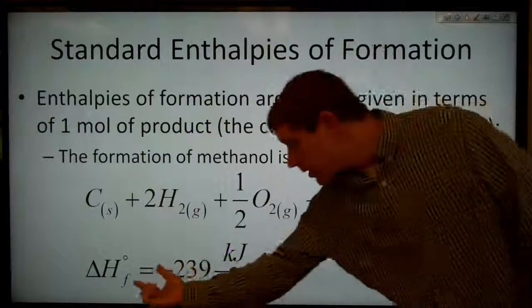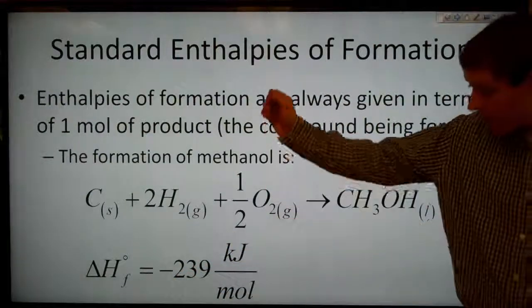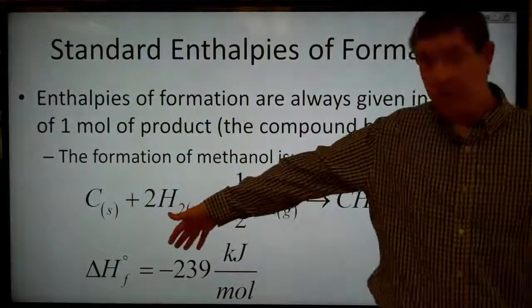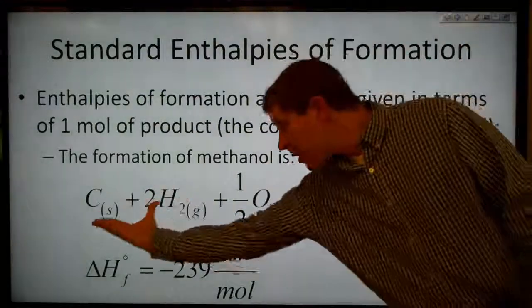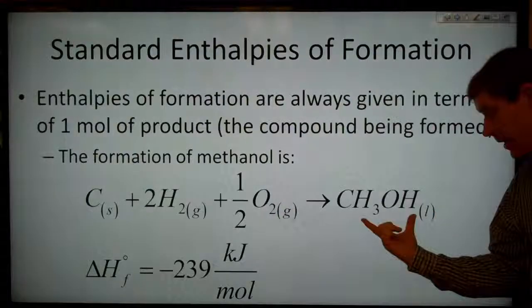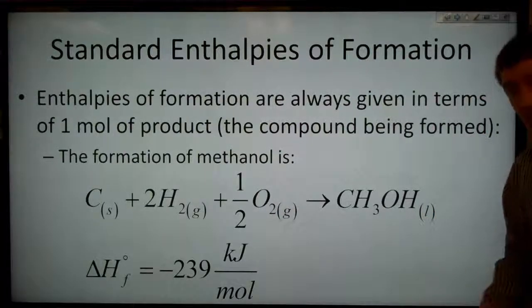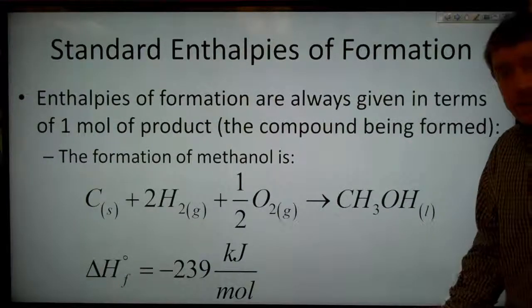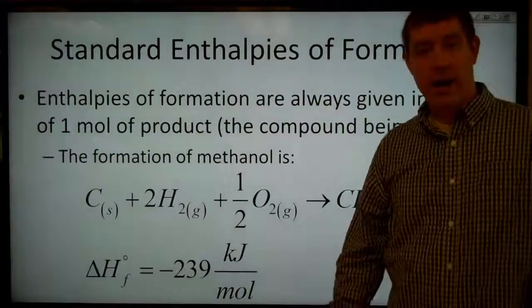So the enthalpy of formation here, standard enthalpy of formation, is minus 239 kilojoules per mole. This minus means that we get energy out. So if we start out with our elements in their standard states and we make methanol, we get energy out, which means methanol should be a stable compound. In fact, it is. I can go into the stockroom and I have some methanol there.